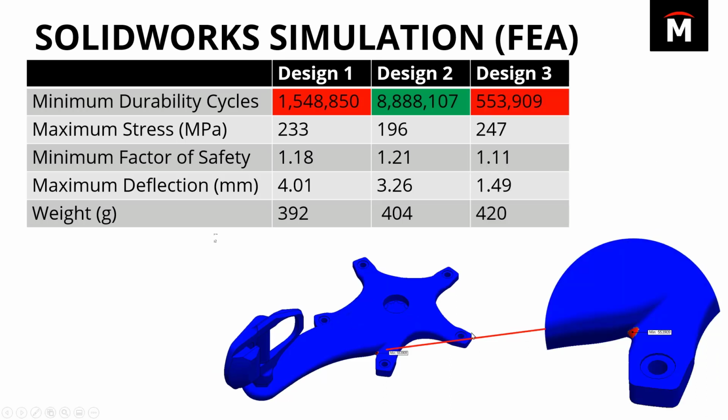Now we'll look at this last design, which is the bulkiest and the heaviest, but with how it's designed, it may not be intuitive, but it actually ends up having some higher stresses along these corners here. This is actually the weakest design, where you have higher stresses in your part, lower factor of safety, and therefore a lower number of cycles that this will be able to withstand before breaking.